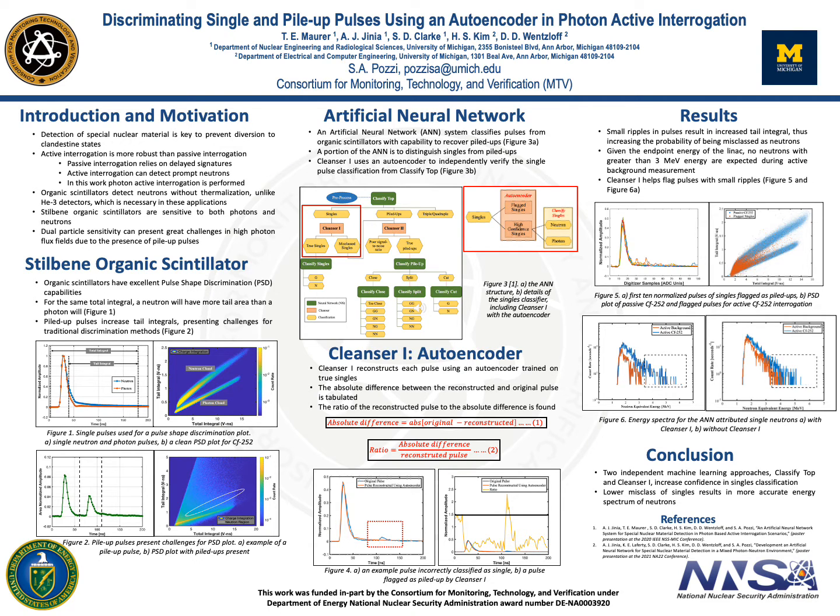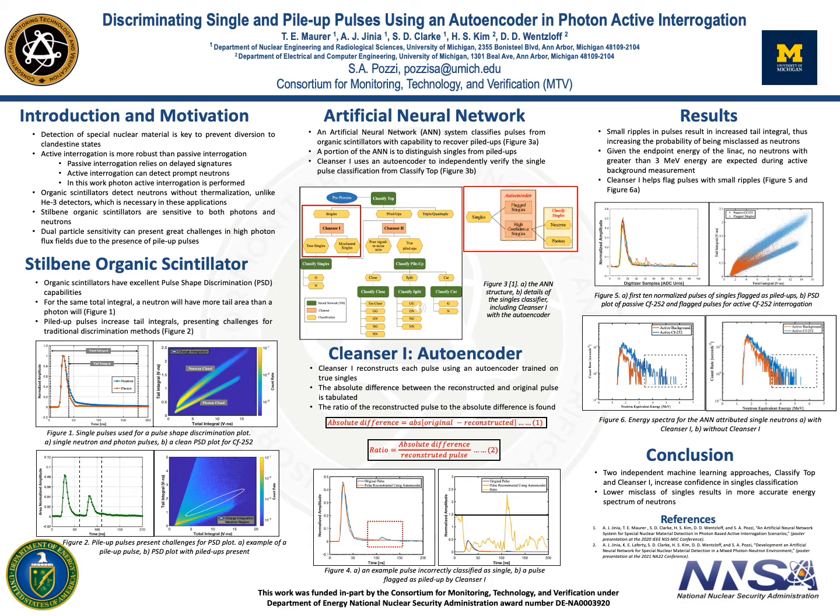Detecting special nuclear material is key to prevent the diversion of that material to clandestine states, and one important part of that detection is interrogation. We have chosen to use active interrogation over passive interrogation for a few reasons, but mainly because passive interrogation relies on delayed signatures, and active interrogation can detect prompt neutrons.